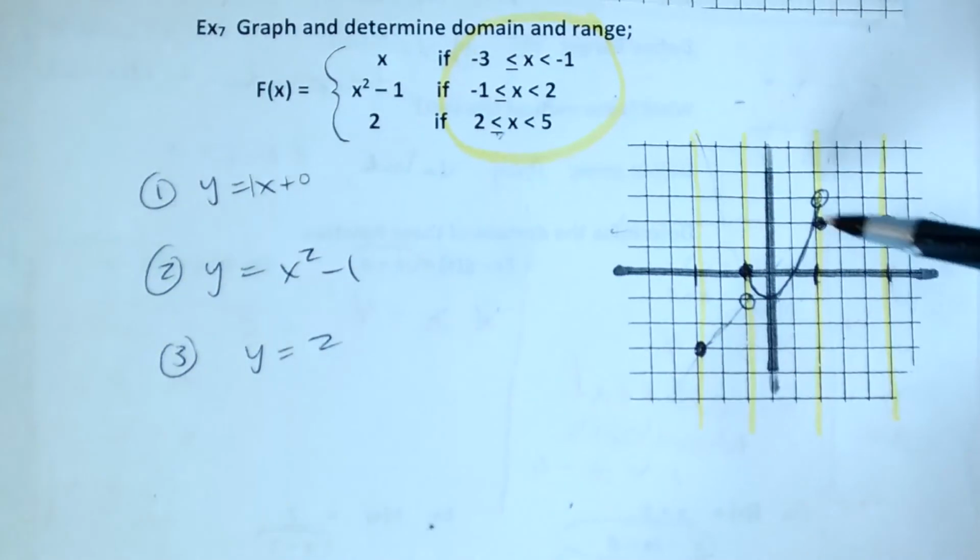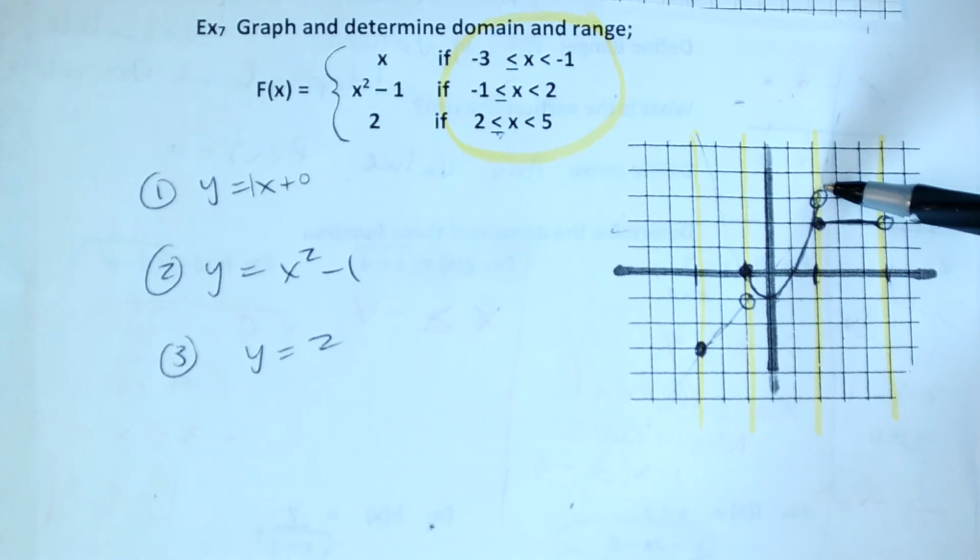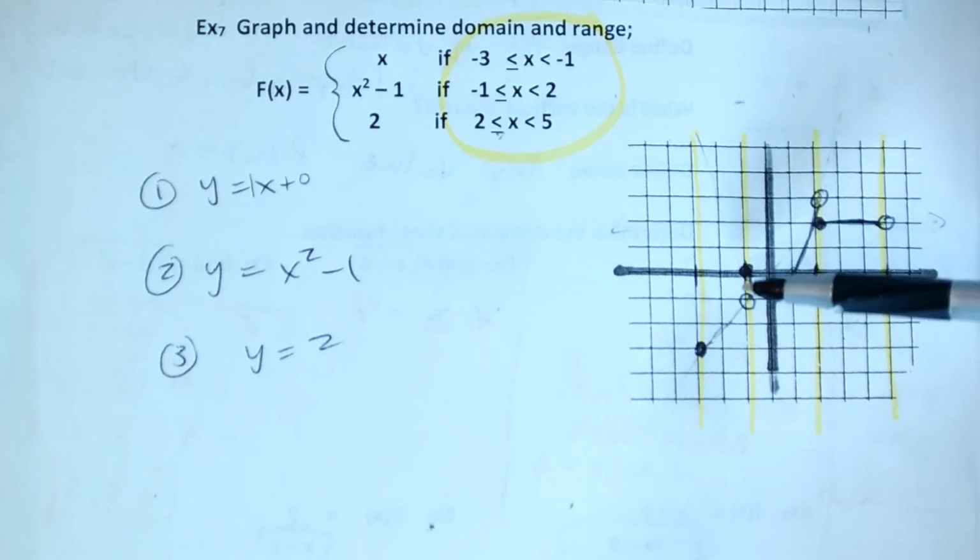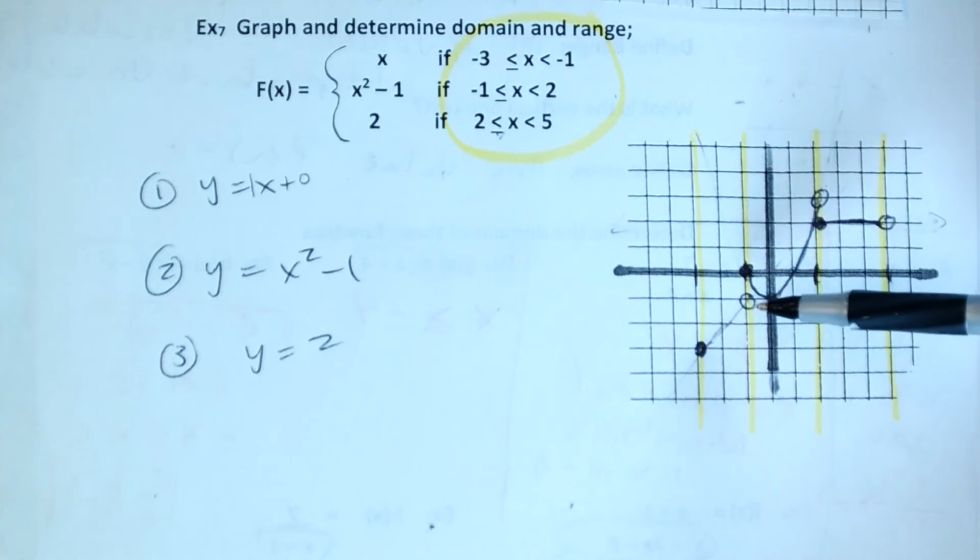Now, it's super important. I think you guys understand why I have to have solid dot, open dot. Otherwise, it would not be a function. You have to have this. And you have to have this. Otherwise, it would not be a function, right?